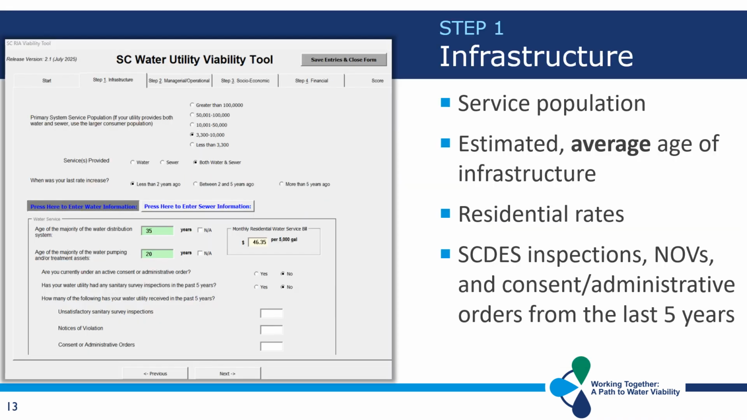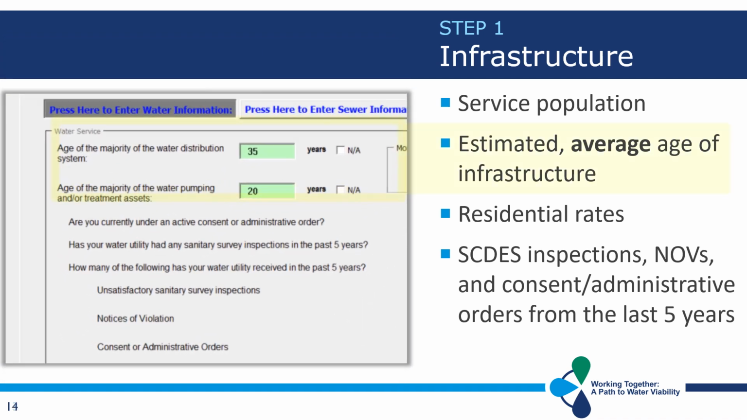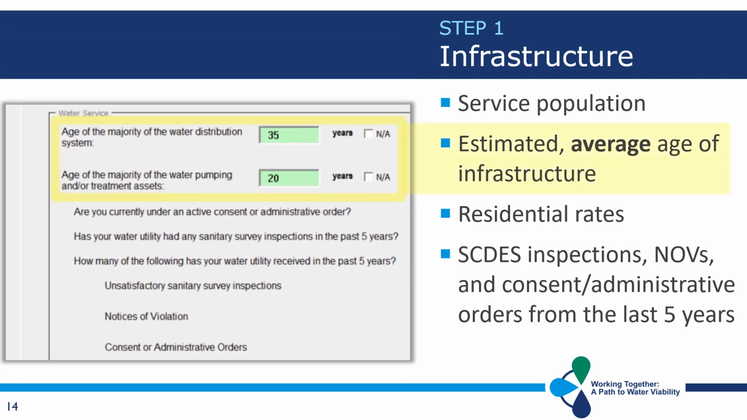The first section of the tool requires some technical information. You may have questions about estimating the average age of the infrastructure that's currently in place. We understand that different system components, such as pipes, pumps, and treatment equipment, may have different lifespans, so we have separated them into two questions. While this still might be a very rough estimate, the idea is that the age of the system may signal a need for replacement and capital investment.